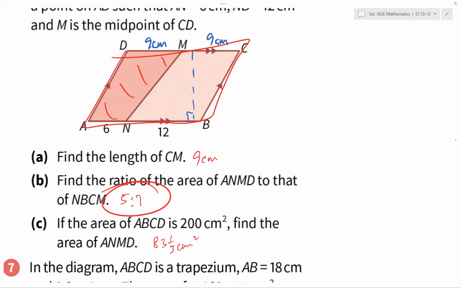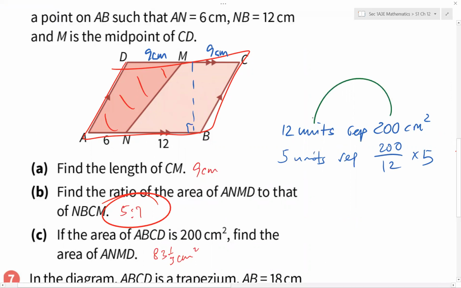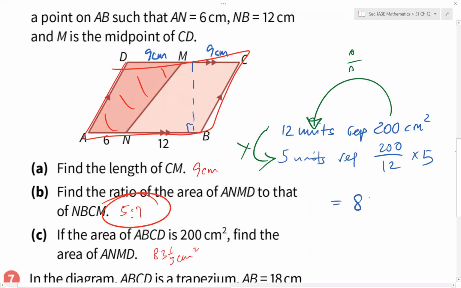5 plus 7, we have 12 units. 12 units representing 200 square centimeters. We only want the trapezium on the left, and we said that it was 5 units. So it represents 200 over 12 times 5. Because they are directly proportional, so divide, multiply, and get the answer. 83 1/3 square centimeters.